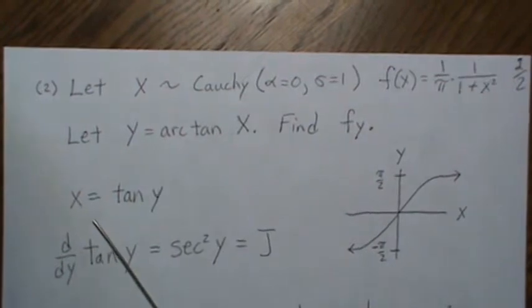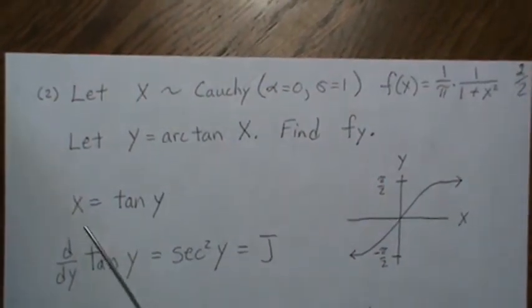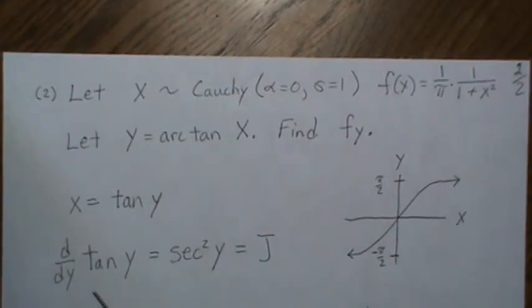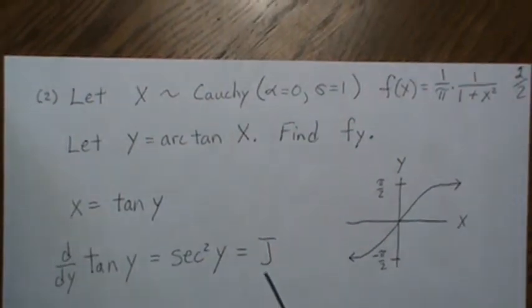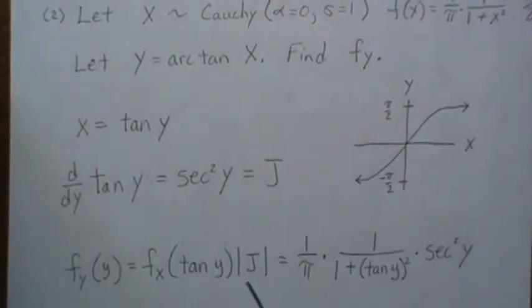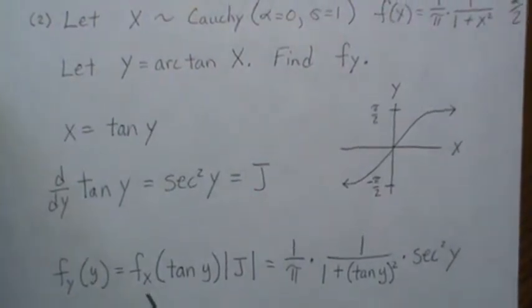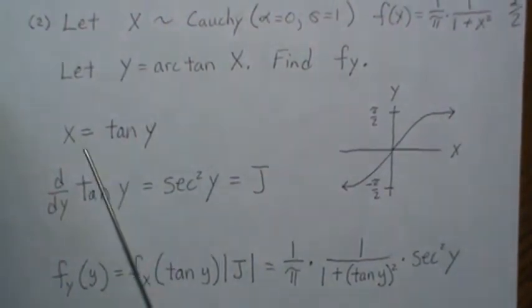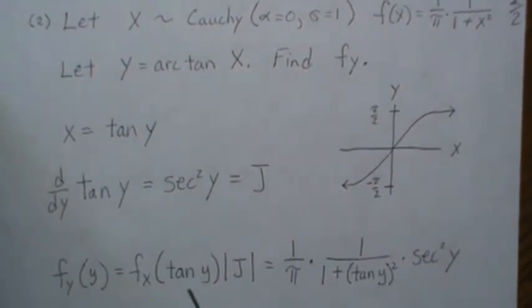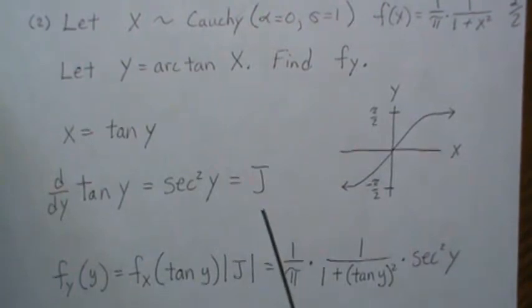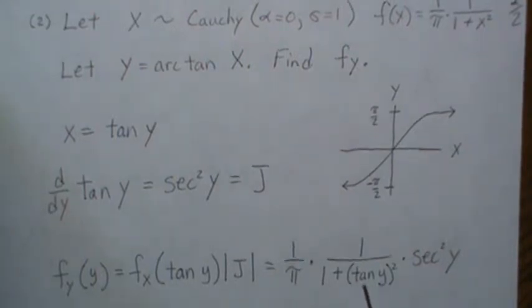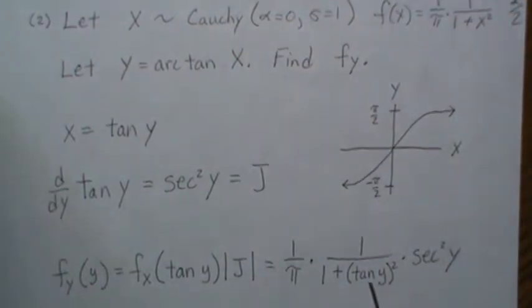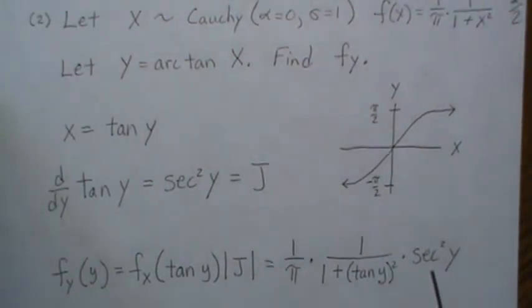So now when we back solve for X in this equation, we get X is equal to the tangent of Y. Now we take the derivative of the tangent of Y, and we get secant squared of Y. So that's our Jacobian. And then to find the density of Y, we plug in what we back solved for, tangent of Y, into the density of X, which is the Cauchy. Take it times the Jacobian, which is secant squared of Y. And so here is the density of the Cauchy, and we need to plug this into the X squared, so we get tangent Y squared. And then this is the Jacobian.